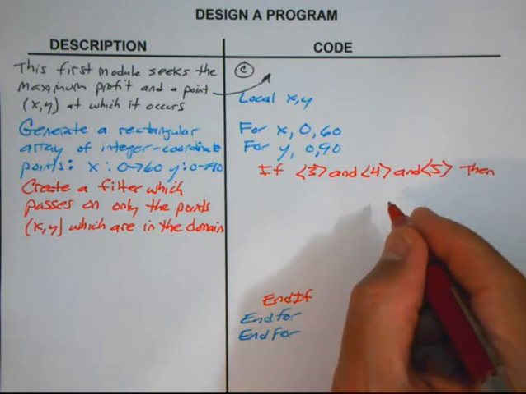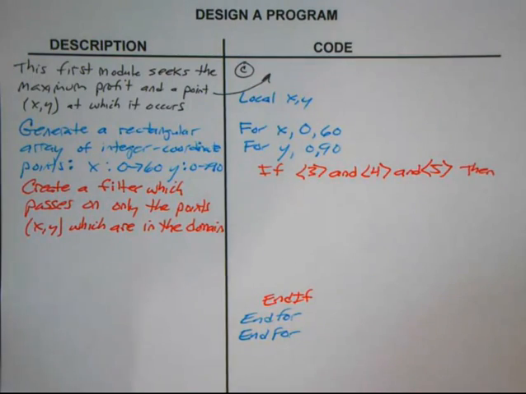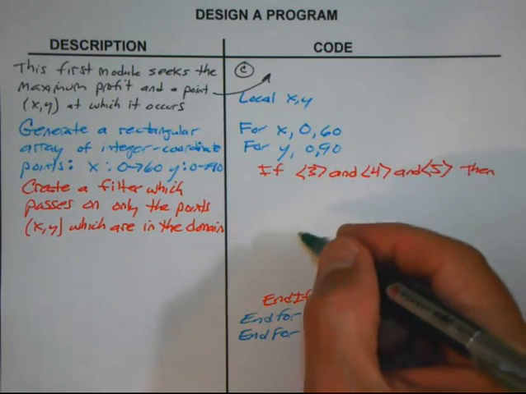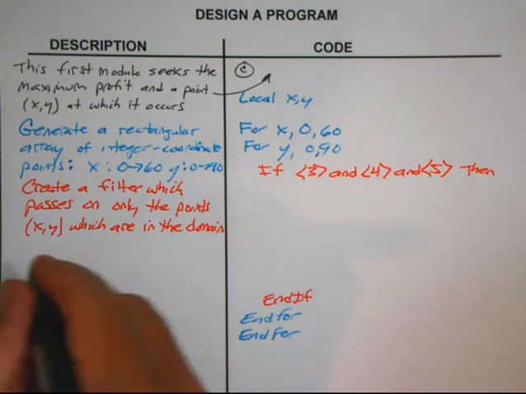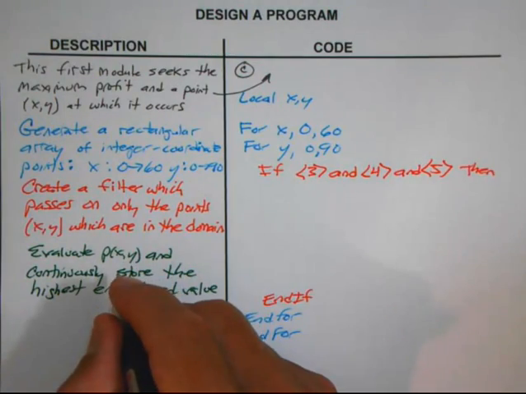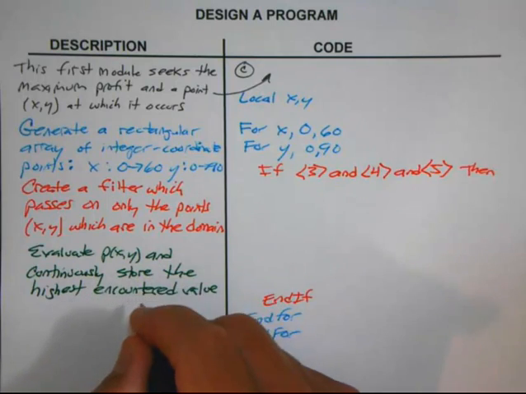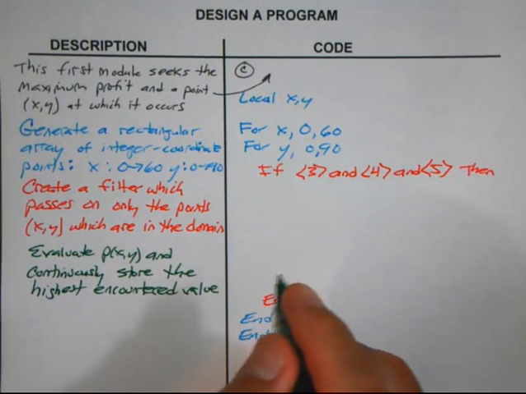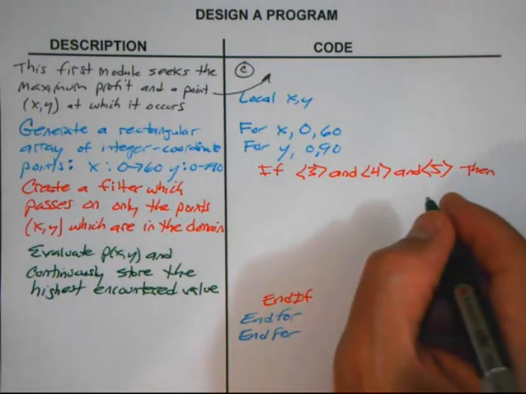Okay, now that we've passed forward into here only the points that are really in the domain, what shall we do next? Okay, now we need to be determining which ones have the maximum value, and we basically need to evaluate the profit function and then keep updating the maximum value as we encounter higher and higher values of profit, as we keep on substituting the various x,y's into the profit function. Okay, so let's write that down in description. Okay, so we want to evaluate the profit function P at x,y and continuously store the highest encountered value as we go along here.